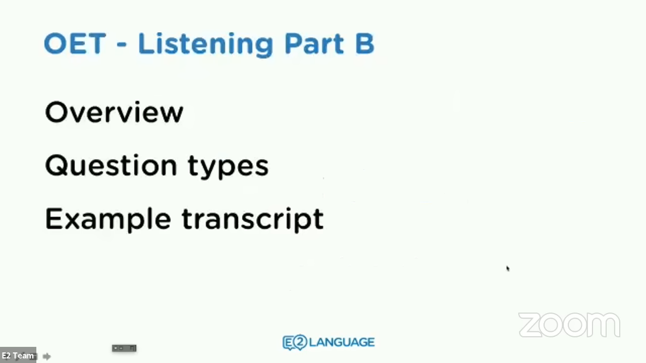In this live class, I'm going to firstly give you an overview of this part of the test. We're going to look at the different question types, and there are, I didn't count, but I think there are about 15 different question types you might see on test day. And then lastly, we're going to look at an example transcript for this one.